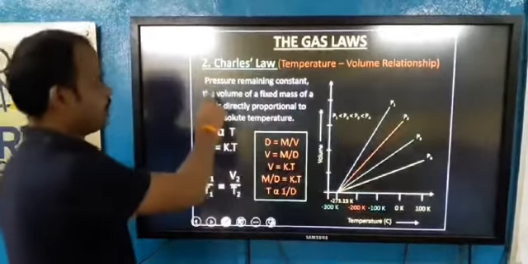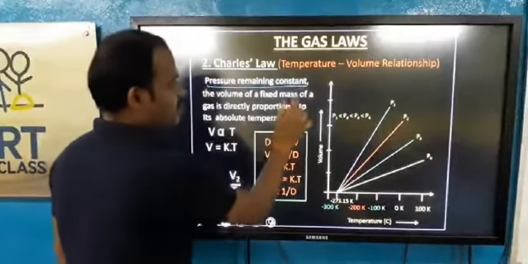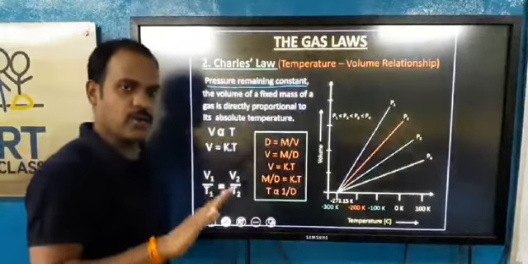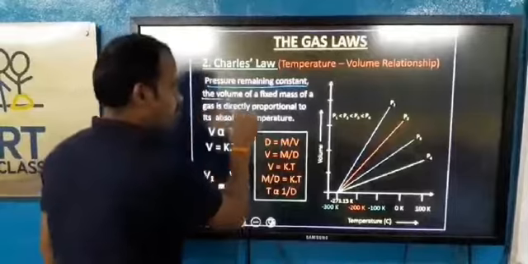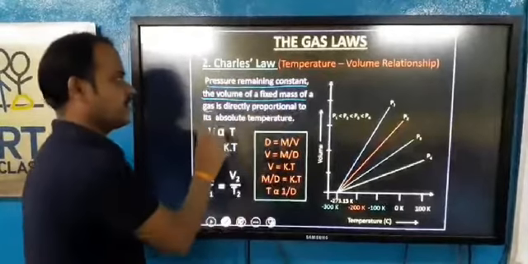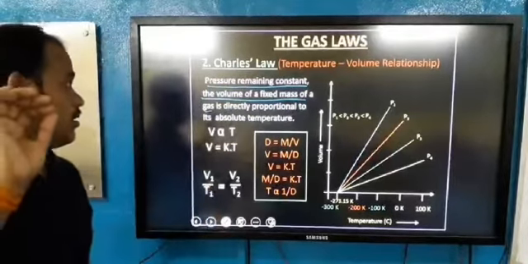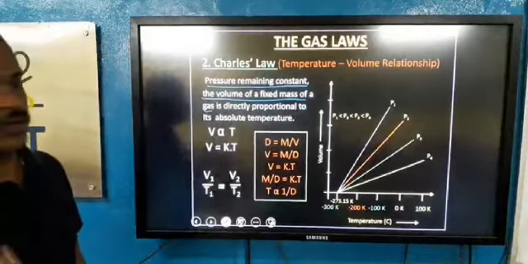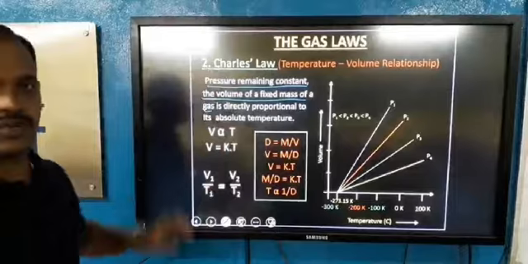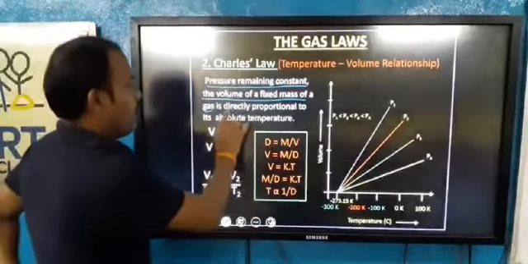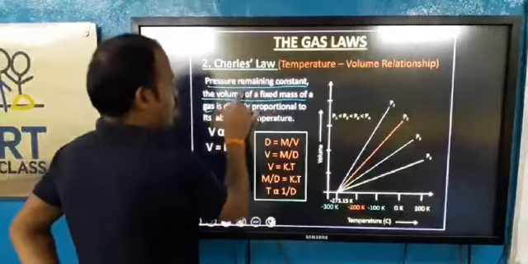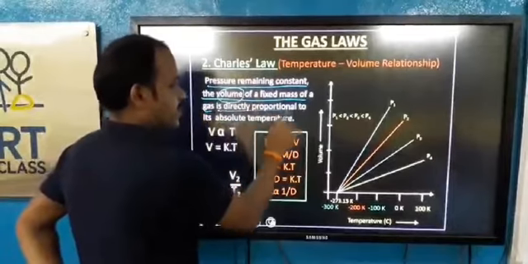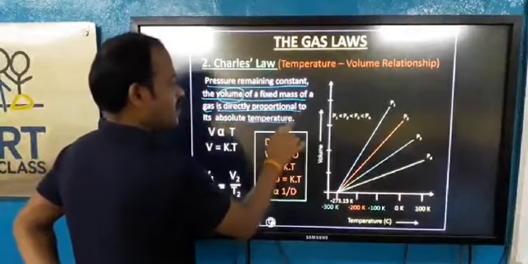See here, if pressure remains constant, means at constant pressure, the volume of a fixed mass of a gas, means the mass of the gas, means number of moles, is again constant. So at constant pressure and number of moles, the volume is directly proportional to the absolute temperature.